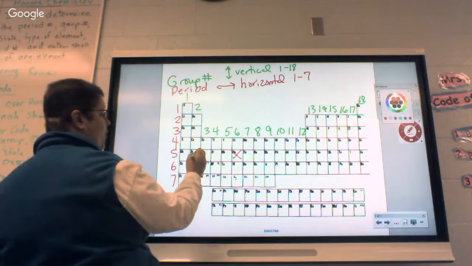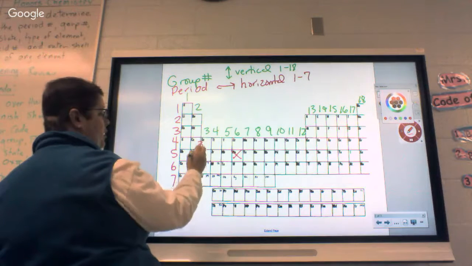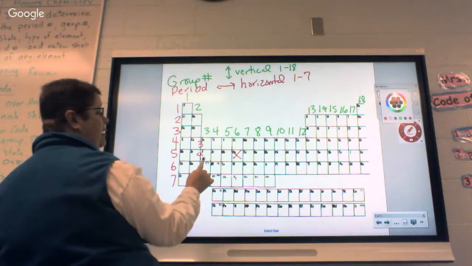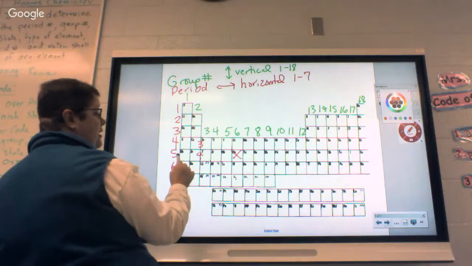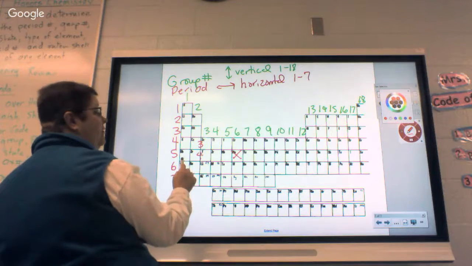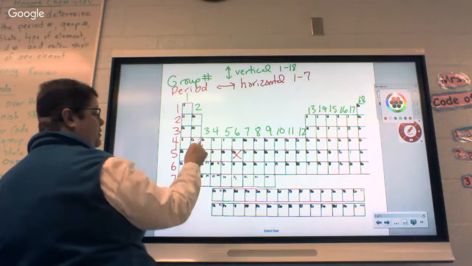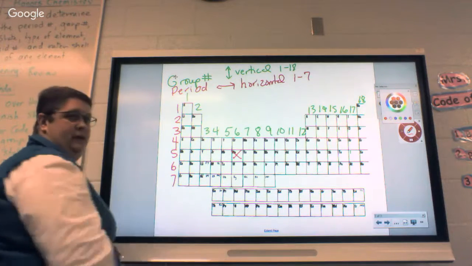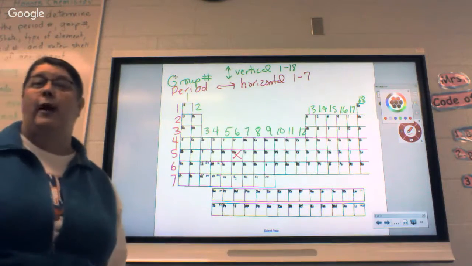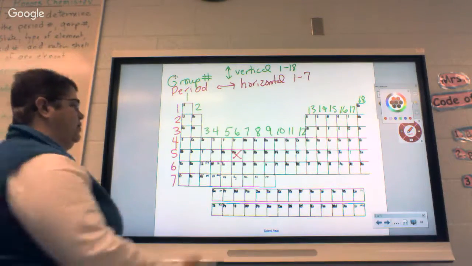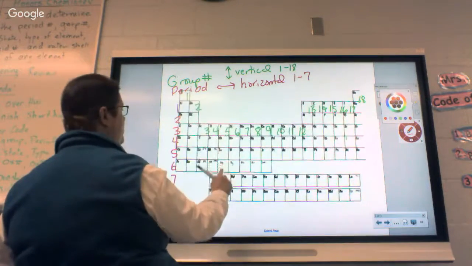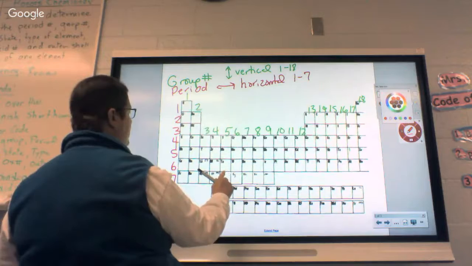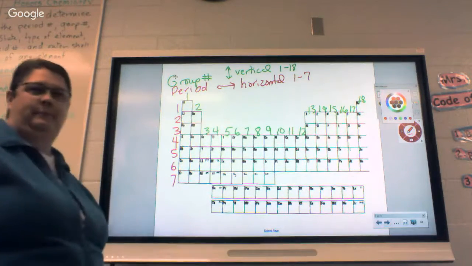But you know that 4 that we have here for 3, 4? That 4 is an energy level. It's in period number what? 5. Don't let those energy levels trip you up. The period is a 5. I was just giving you an example. Everybody got it?